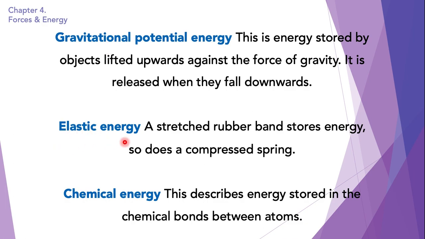Next we have elastic energy. Elastic energy is like when we stretch a rubber band or compress a spring, they both store energy. That kind of energy is called elastic energy. And then we have chemical energy. This describes energy stored in the chemical bonds between atoms. Obviously, atoms have chemical bonds, that is why they are together. Like in solids, they have stronger chemical bonds, in liquids they are weaker, and in gases they are much weaker. There must be some sort of energy that keeps the atoms bonded together, and that is called chemical energy.